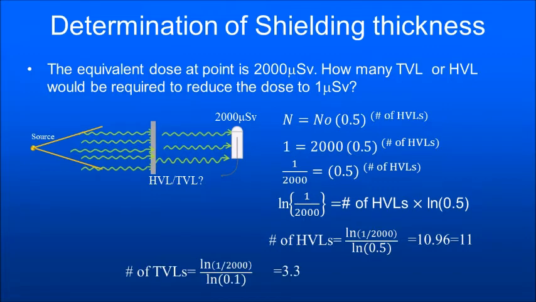Or alternatively, if I use TVLs, it will be log of 1 by 2000 divided by log of 0.1 instead of 0.5. So if I do this calculation, I would need 3.3 tenth value layers. If I'm going by half value layer thickness, it will be 10.96 or 11. If I go by tenth value layer, it will be 3.3. You would need basically 3 tenth value layers plus 1 half value layer as per this calculation.